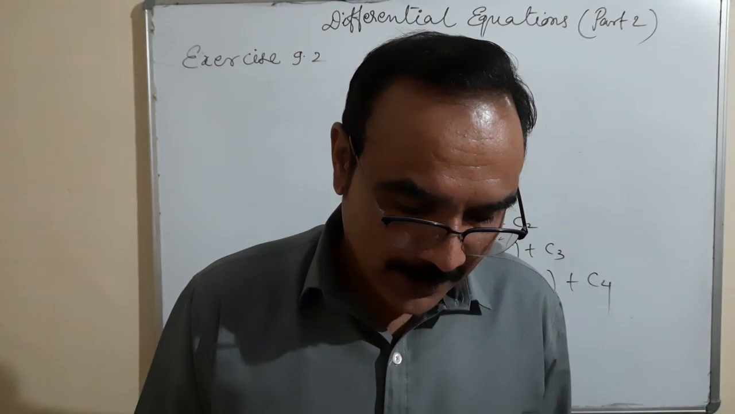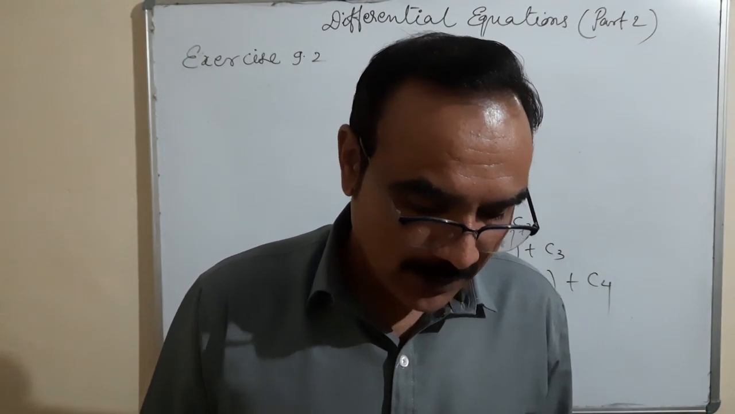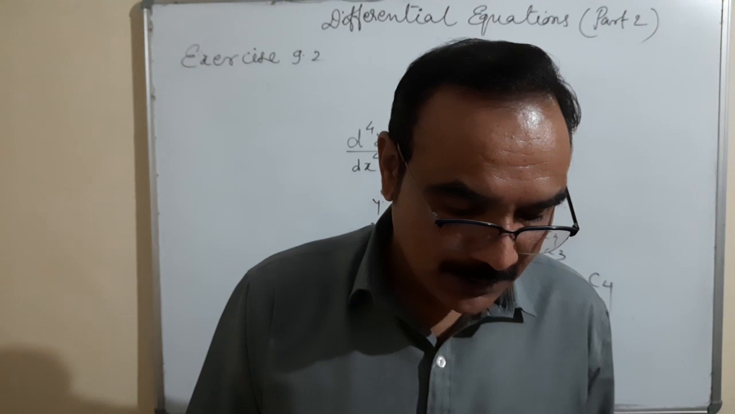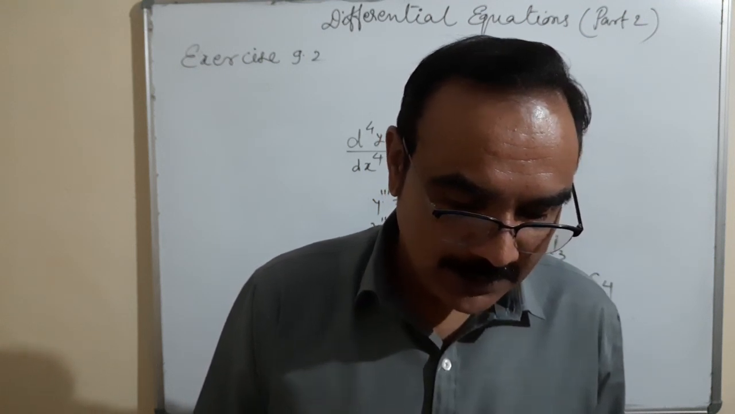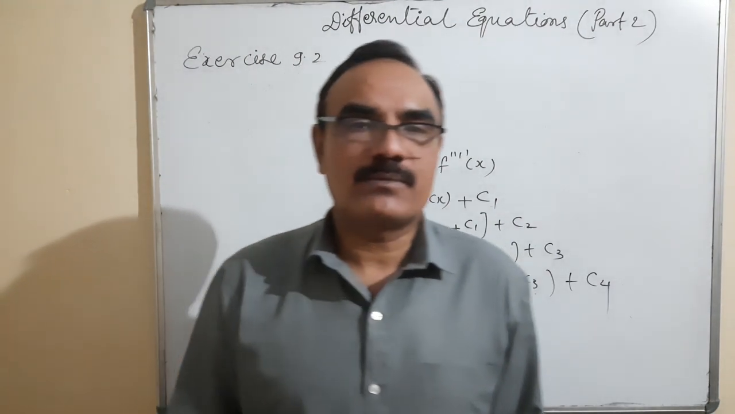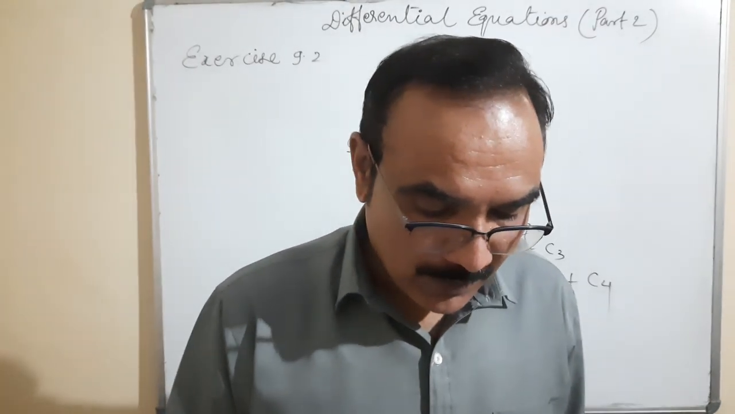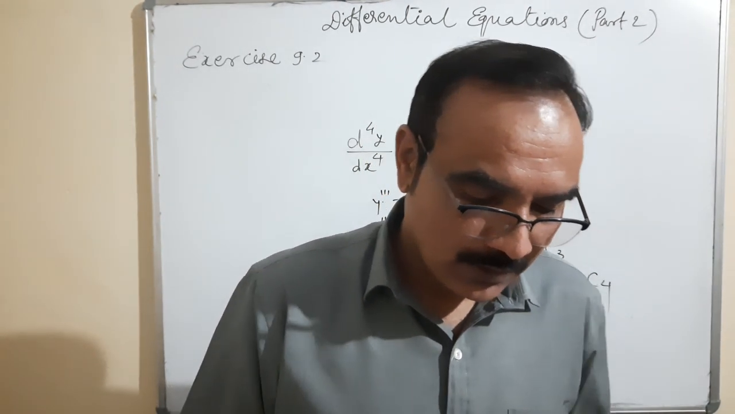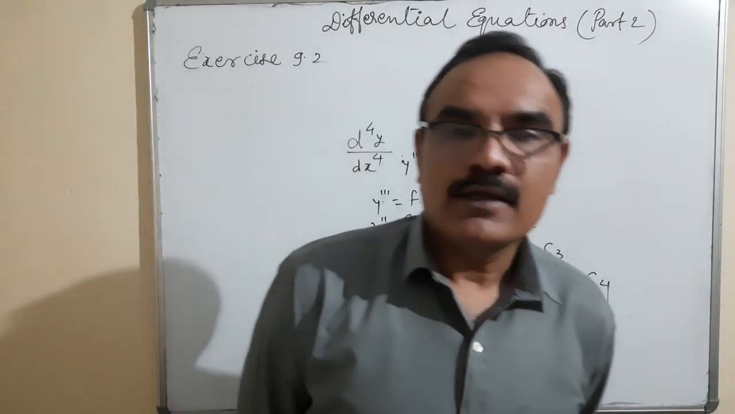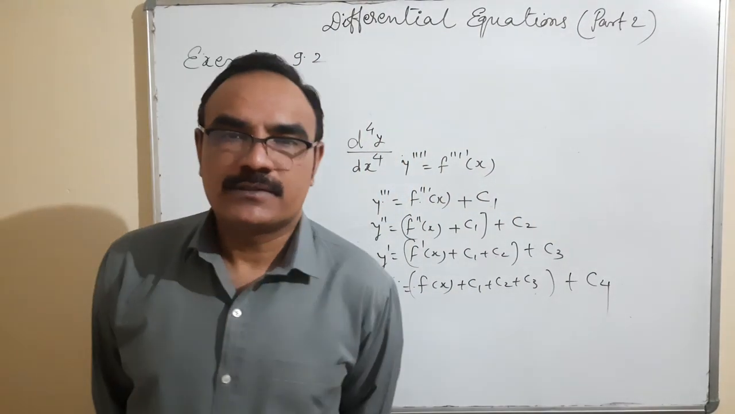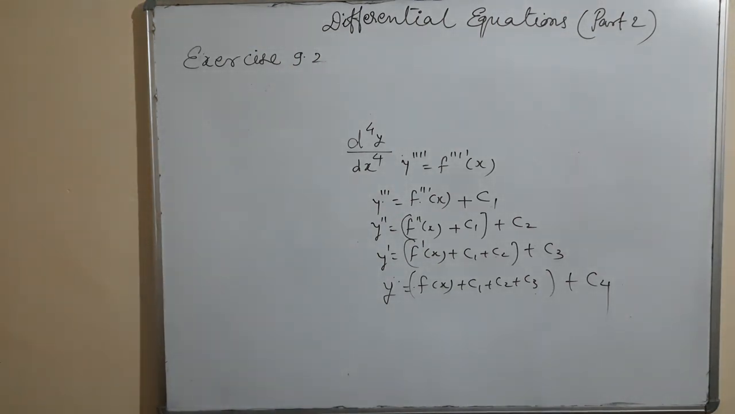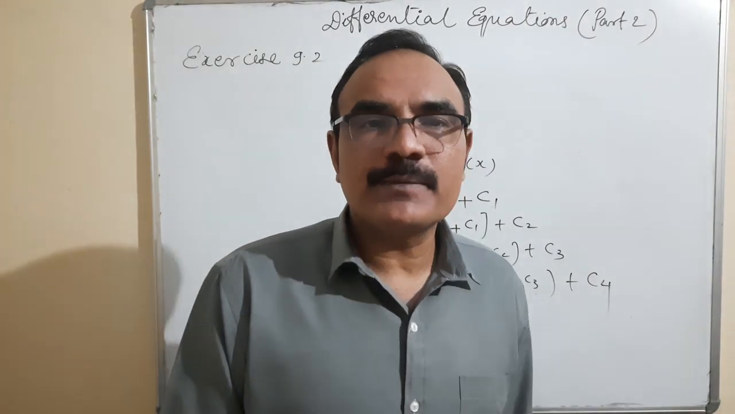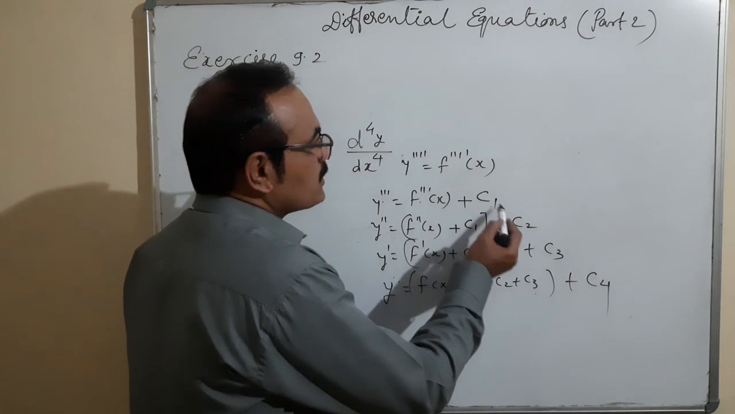Now the number of arbitrary constants in a particular solution of the differential equation of the third order. What is the difference between these two questions? In question number 11, it is the number of arbitrary constants in the general solution. And here it is the number of arbitrary constants in a particular solution of a differential equation of the third order. Here we are talking about a particular solution. So what does it mean? We have already got the values of these terms.